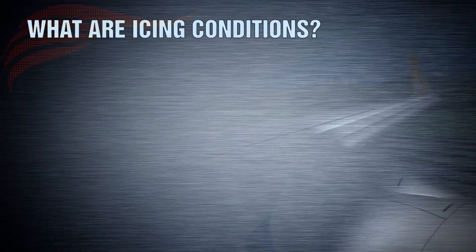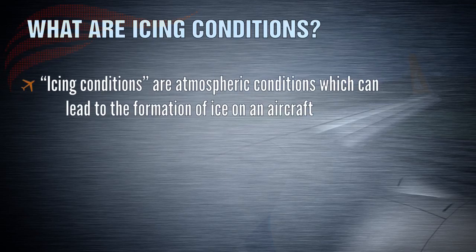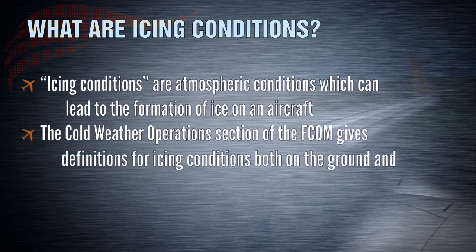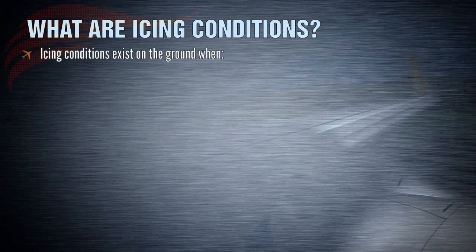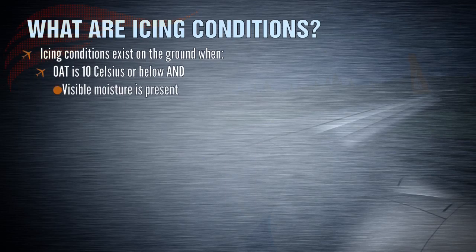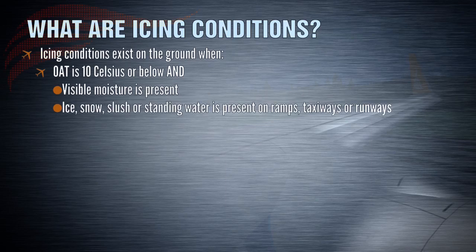What are icing conditions? Icing conditions are atmospheric conditions which can lead to the formation of ice on an aircraft. The Cold Weather Operations section of the Flight Crew Operations Manual gives definitions for icing conditions both on the ground and in the air. Icing conditions exist on the ground when outside air temperature is 10 Celsius or below and visible moisture is present, or ice, snow, slush, or standing water is present on ramps, taxiways, or runways.